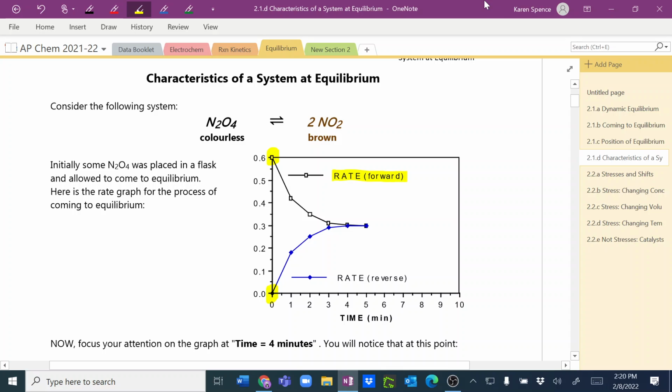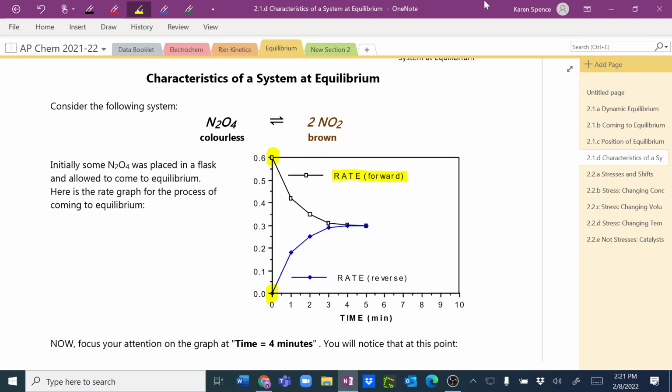Okay, does anyone want to tell me why the reverse rate gets faster as time goes on? Yes, Marilyn, once you finished your bite. Yeah, we started out with none and we're making products, so obviously the concentration is increasing. If the concentration increases, what do we get more of? Collisions. And if we have more collisions, then the rate is faster.